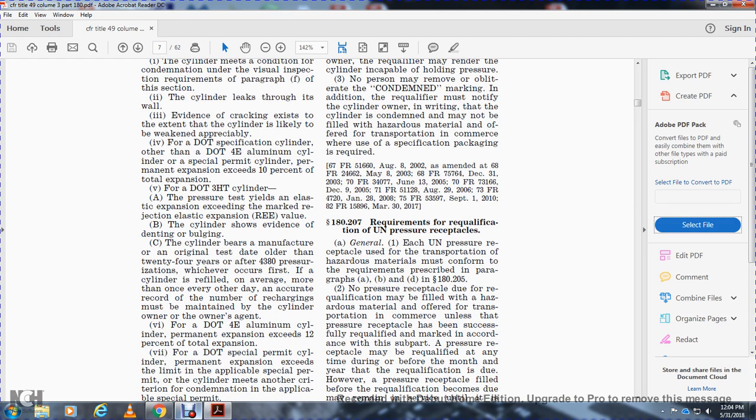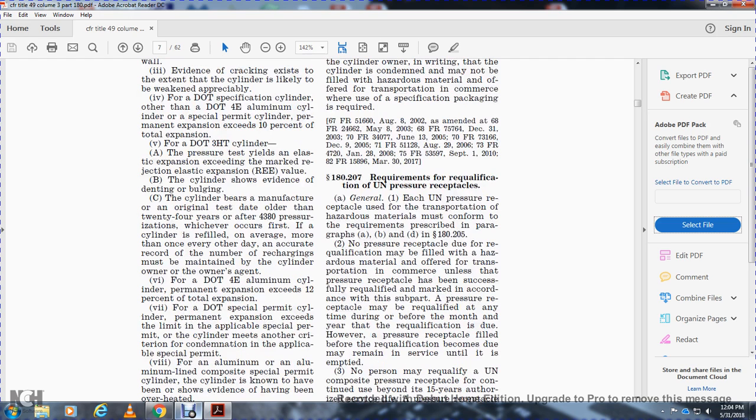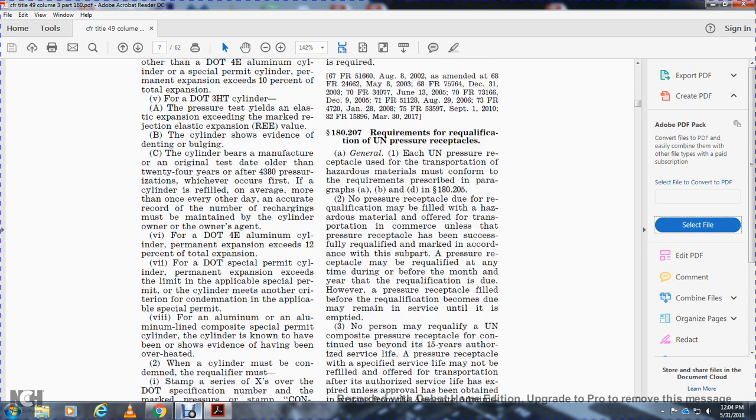If the cylinder is refilled an average of more than once every other day, an accurate record of the number of recharging must be retained by the cylinder owner or owner's agent. For the DOT 4E aluminum cylinders, permanent expansion that exceeds 12% of the total expansion. 7. The DOT special permit: the cylinder permanent expansion exceeds the limit of the applicable special permit, or the cylinder meets another criterion for condemnation of the applicable special permit.